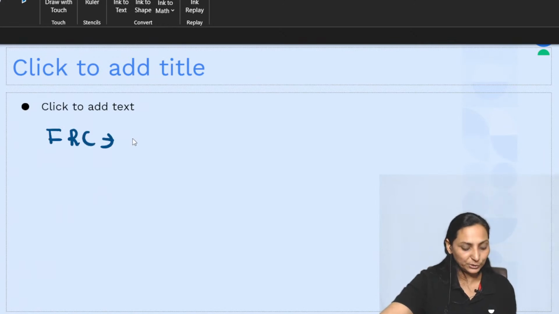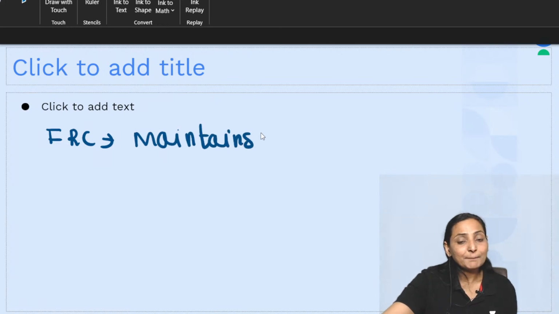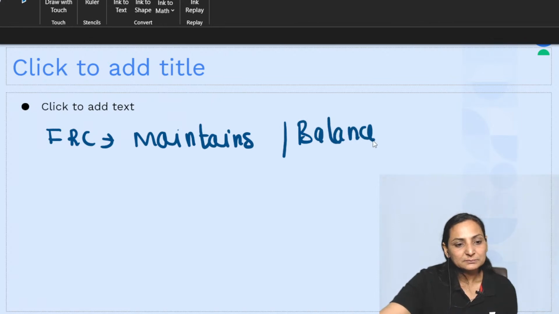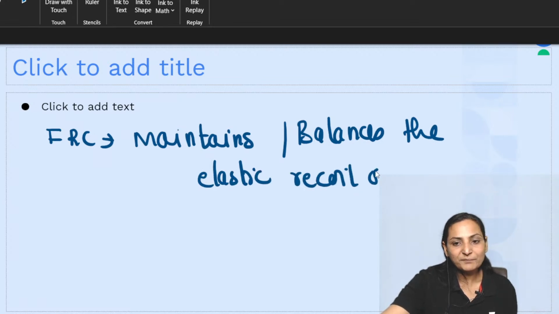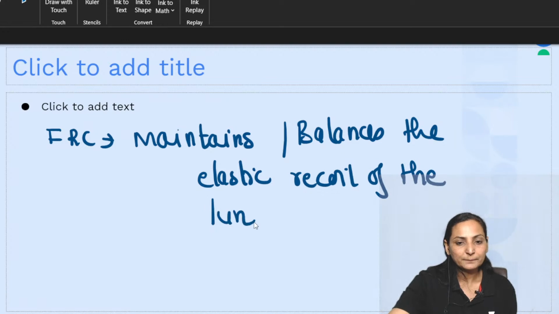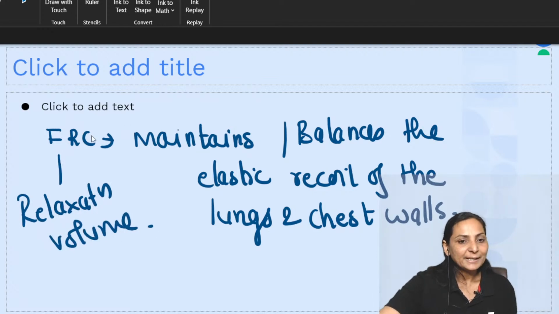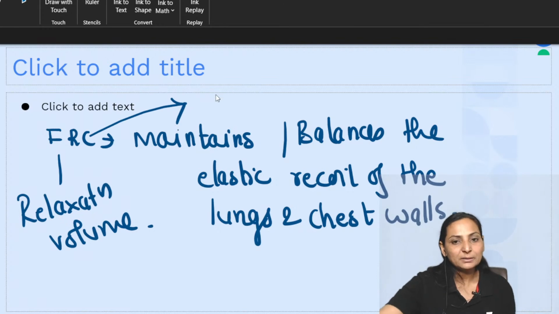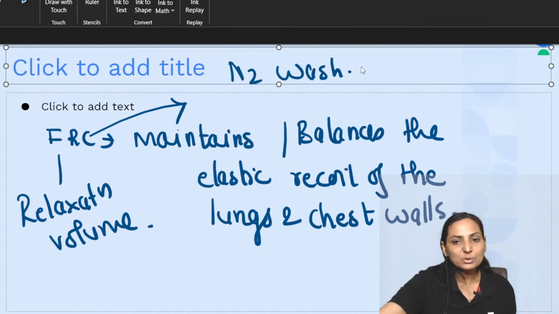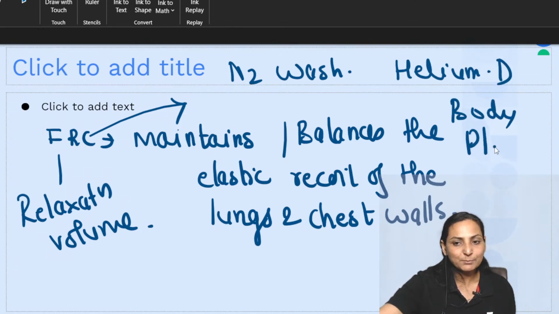It is that volume which maintains or balances the elastic recoil of the lungs with the chest wall, right? It maintains or balances the elastic recoil of the lungs with the chest wall, and therefore it is also called your relaxation volume. FRC cannot be estimated by simple spirometer, so you can do a nitrogen washout method, helium dilution method, or a body plethysmography, right?